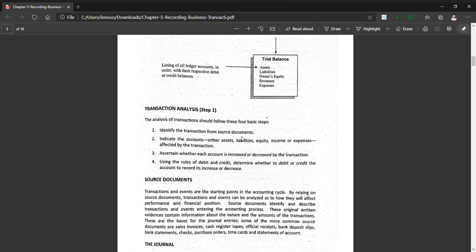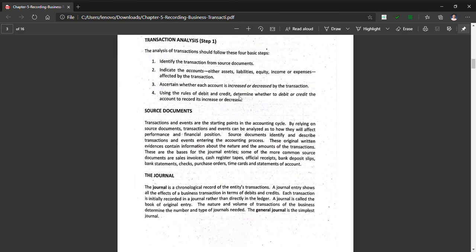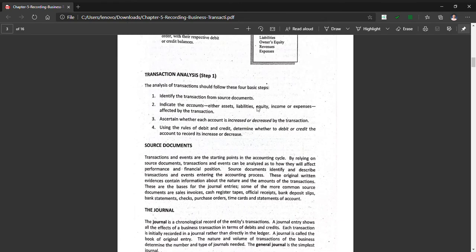Ay tapos, after natin na-ascertain kung nag-increase or decrease ba siya, using the rules of debit and credit, determine whether to debit or credit the account to record its increase or decrease. Okay, so, yung mga under the transaction analysis, kailangan natin i-analyze yung mga transactions. So, we are basing the transaction from the source documents. Okay, so ano yung source documents?